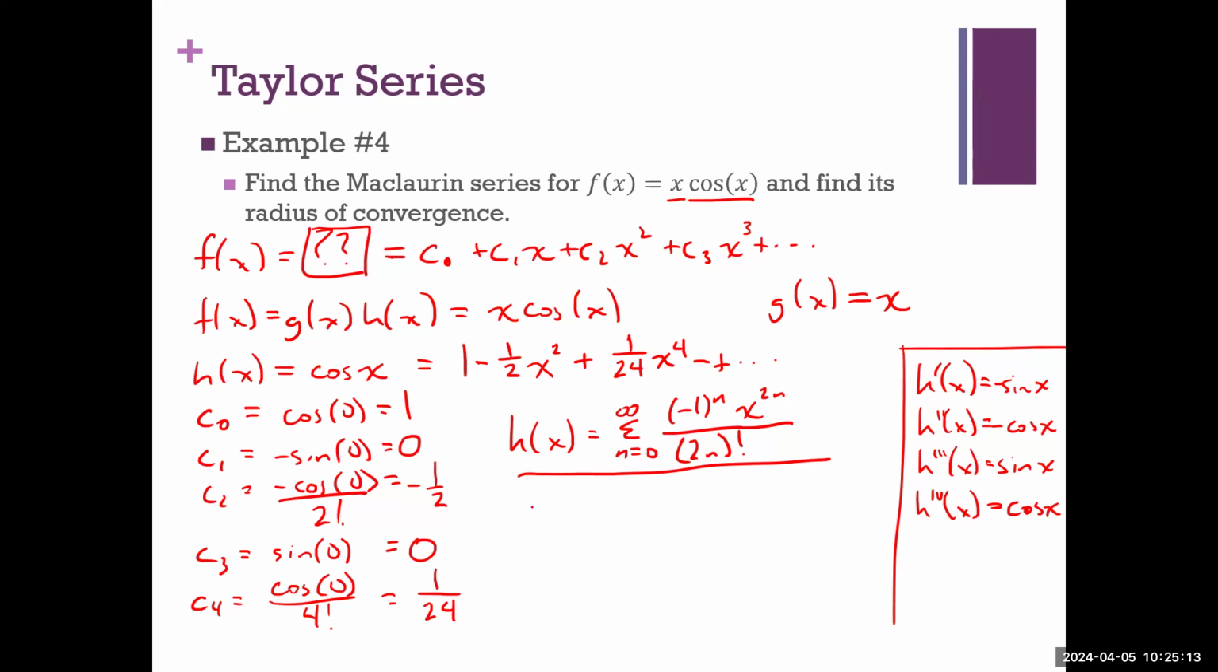So based on that, how do I put it all together? What's my power series going to be for x cosine x? h of x times x, so what will that do to this definition of the power series? x to the 2n plus 1 over 2n factorial. How are we doing?